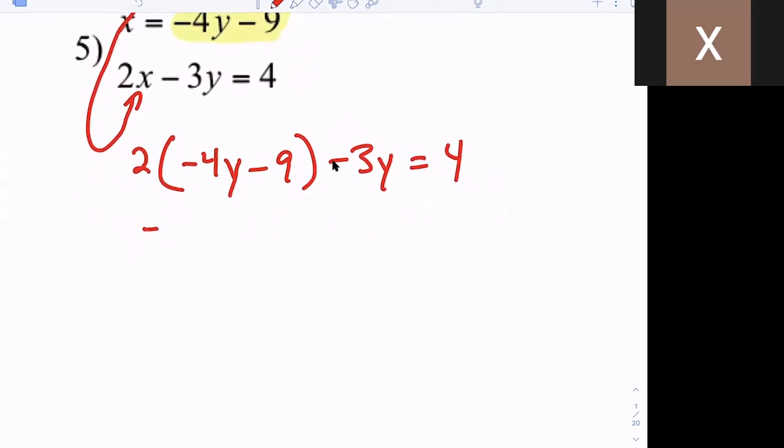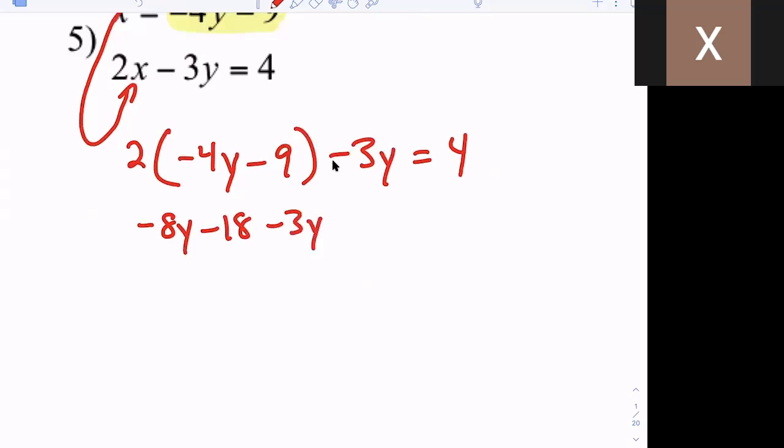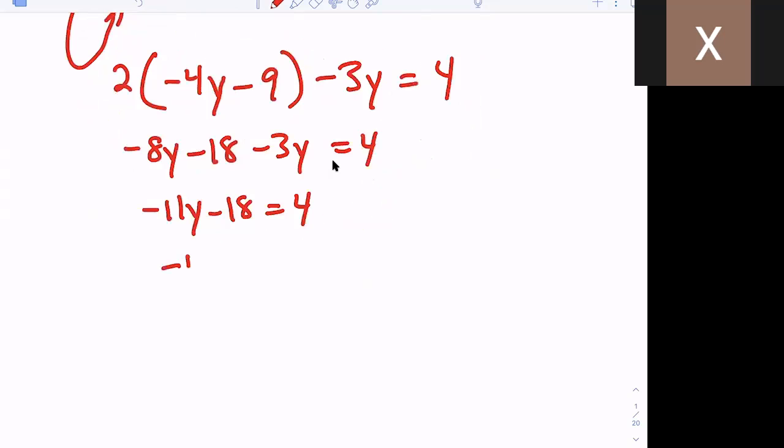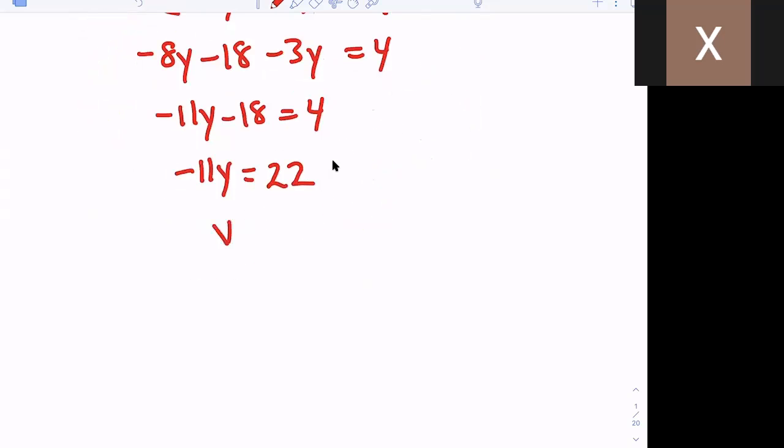So here we go. -8y minus 18 minus 3y equals 4. Combine terms. What do we get? You get -11y minus 18 equals 4. Now what? Add 18. Negative 11y equals 22. So then y must have been negative 2.